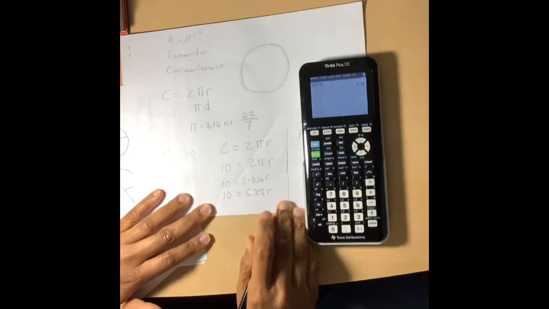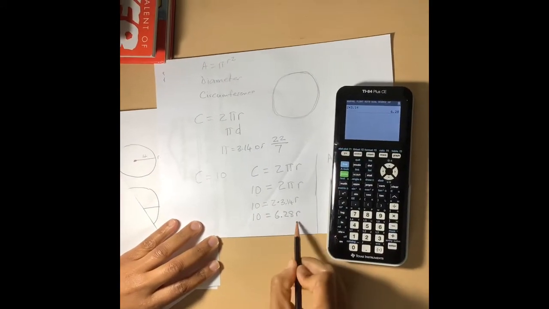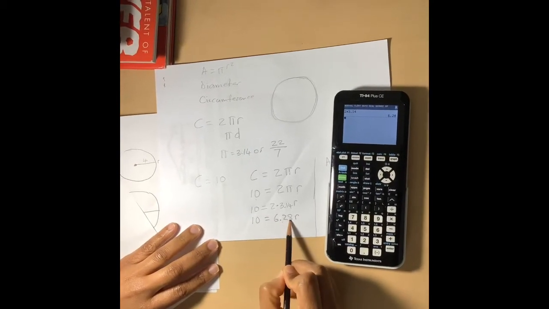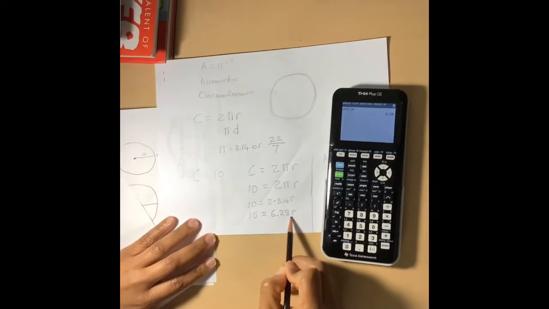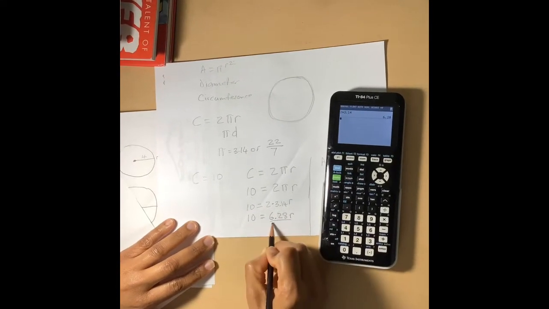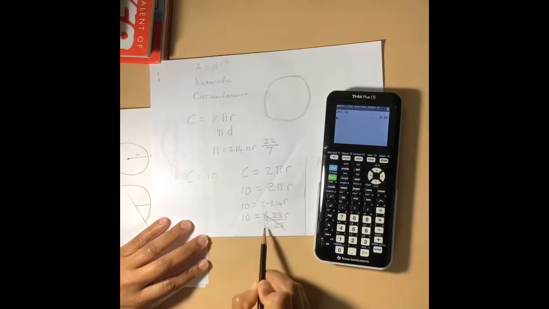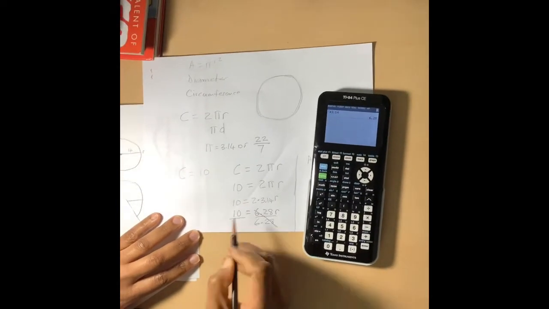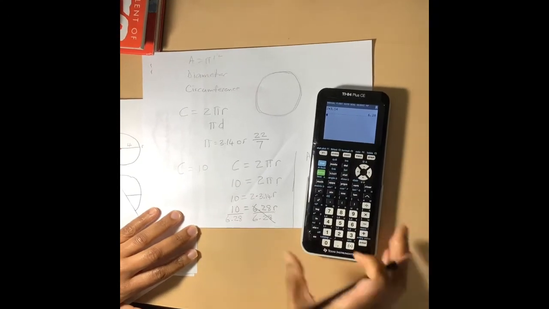So here we have 10 is equal to 6.28 r. Now, from our experience with solving equations, we want to isolate the r. How do we isolate this r, since it's 6.28 times r? We're going to use inverse operation. Remember, since this is multiplication, we are going to divide. So let's divide by 6.28. That cancels. And whatever we do to one side of an equation, we must do to the other side. So we must divide by 6.28 on this side as well.